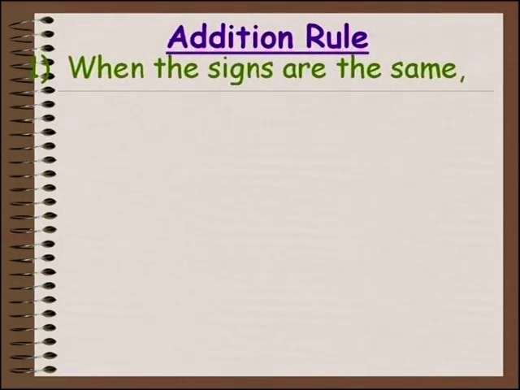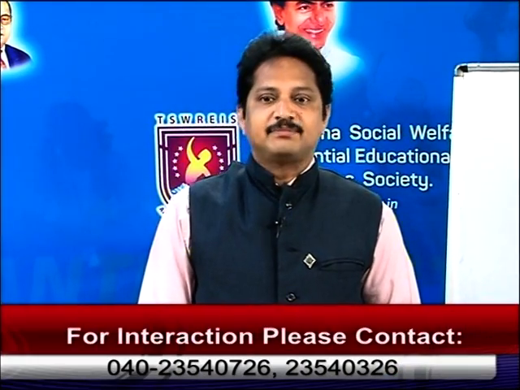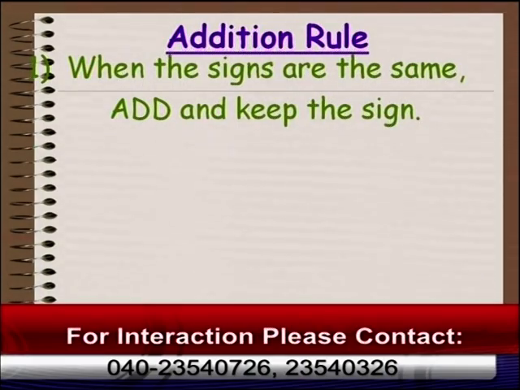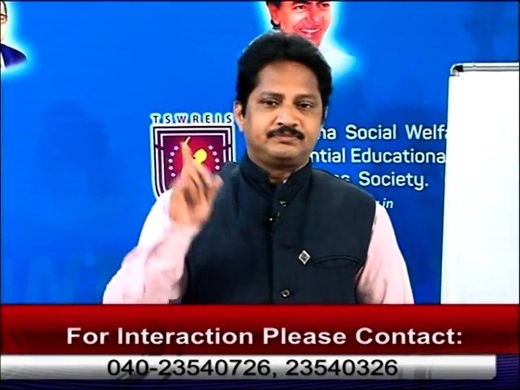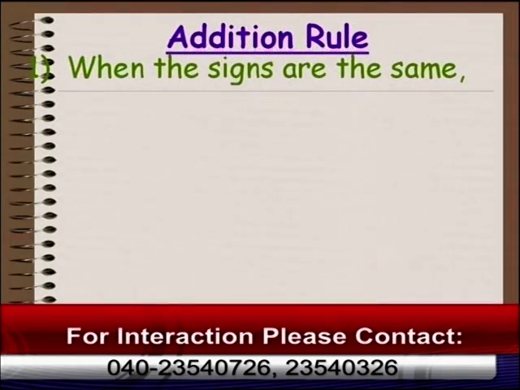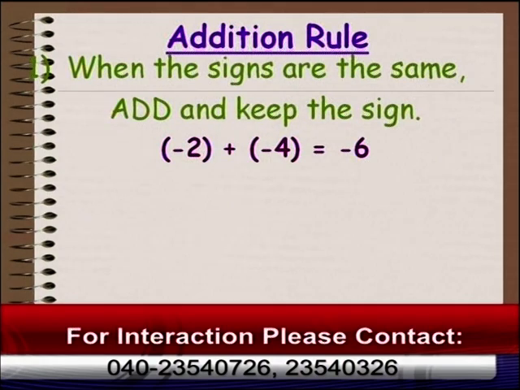Okay, now we have to form a rule, call it the addition rule. Just observe, when the signs are the same, both positive or both negative, you can add them and keep the same sign. 3 plus 4 is 7, you have plus 7. Minus 3 plus minus 4, you have minus 7. Add and keep the same sign. See the example given, minus 2 plus minus 4 is minus 6. When the signs are the same, the result has the same sign, and you just add those numbers.